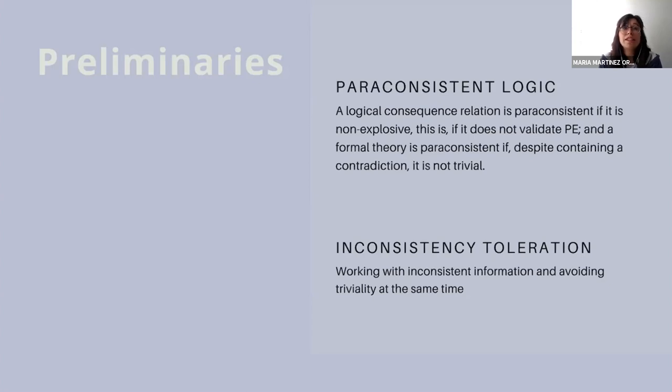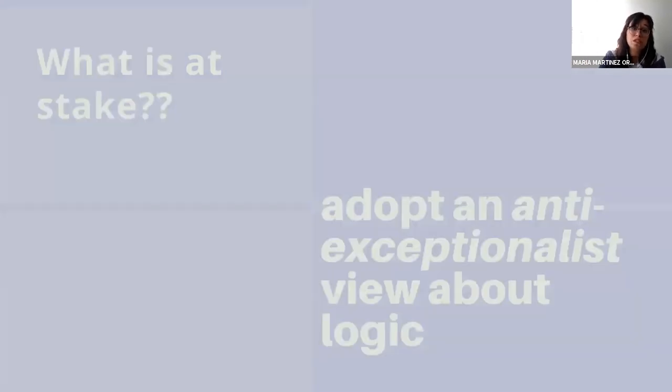We can recognize at least two instances of inconsistency toleration. A very abstract one: when we have a theory that is inconsistent and is not trivial, then we say there is a mechanism that allows us to tolerate the contradiction. So the theory is inconsistency tolerant, in an abstract sense. But we also say it when scientists or regular people are reasoning from inconsistent information without arriving at anything as a conclusion, without reaching what we expect to be logical triviality in these cases. So we can recognize at least these two different instances of inconsistency toleration.